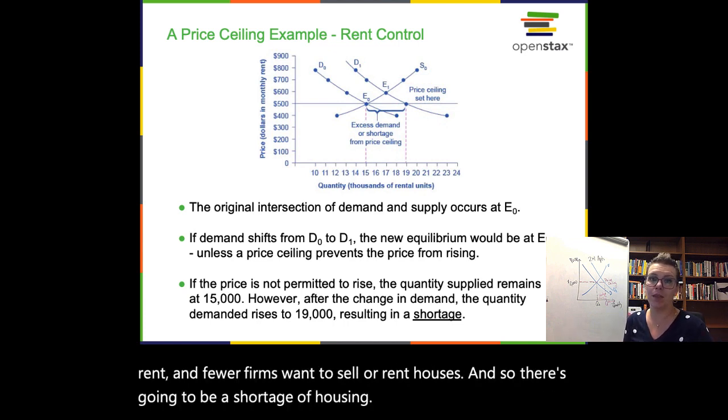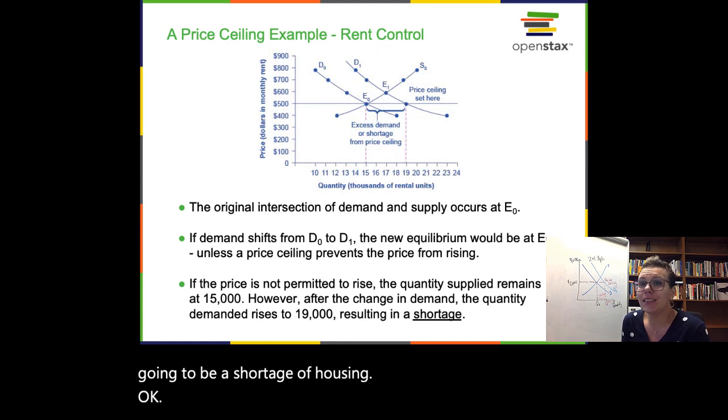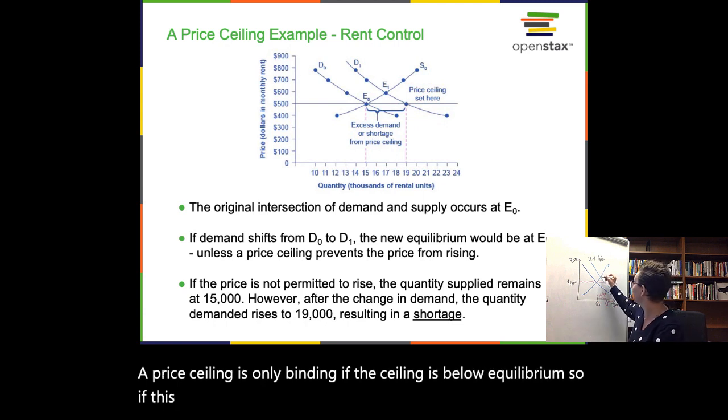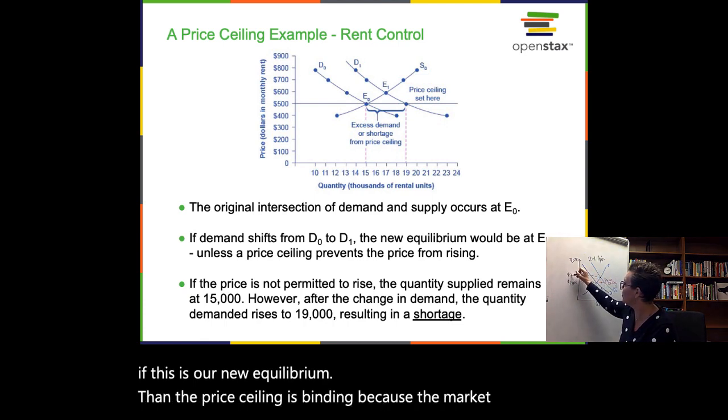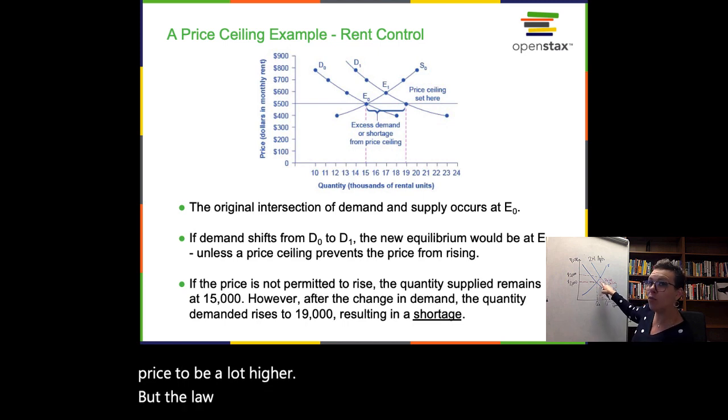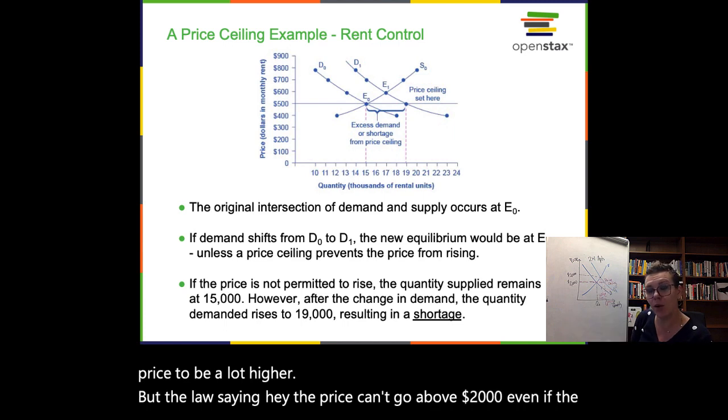Okay? A price ceiling is only binding if the ceiling is below equilibrium. So if this is our new equilibrium, then the price ceiling is binding because the market wants the price to be a lot higher. But the law is saying, hey, no, the price can't go above $2,000, even if the market wants it to be that way. Okay?